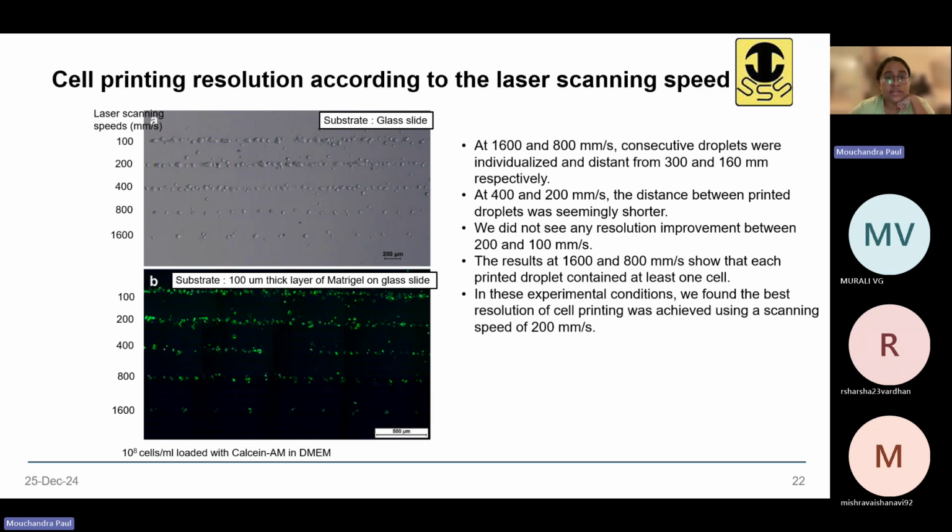So what we see is that at very high laser scanning speeds, like 1600 mm per second or 800 mm per second, the droplets that you are getting are very much individual, meaning you can make out a single droplet individually. But the distance between the droplets increases as you increase the laser scanning speed.